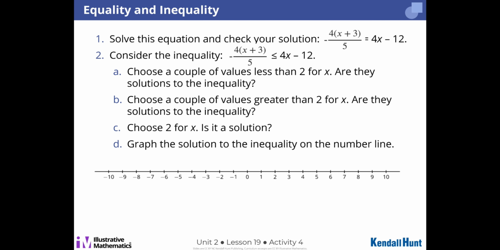Okay, solve the equation, check your solution. This is activity 4, equality and inequality. So we're given the equation negative 4x plus 3 all over 5 equals 4x minus 2. So we consider the inequality negative 4 parentheses x plus 3 all over 5 is less than or equal to 4x minus 12. So I'm going to choose a couple of values that are less than 2. We're just going to use 1 to get the idea of what's going on here. Are they solutions to the inequality?